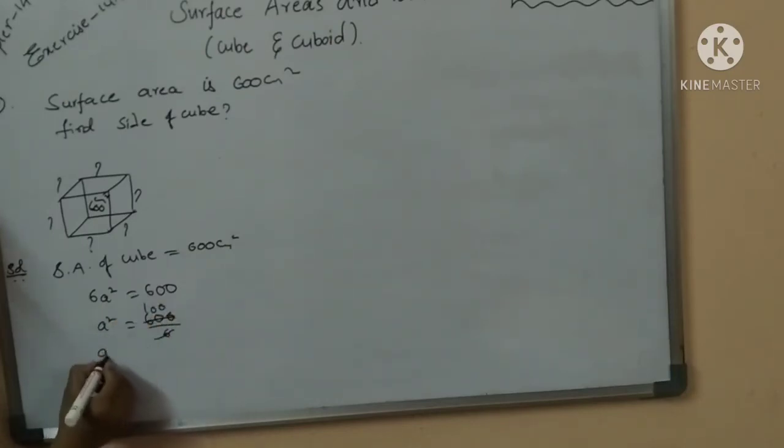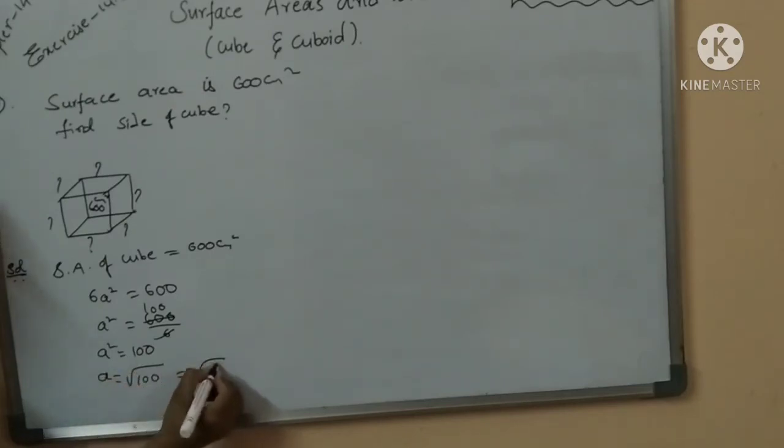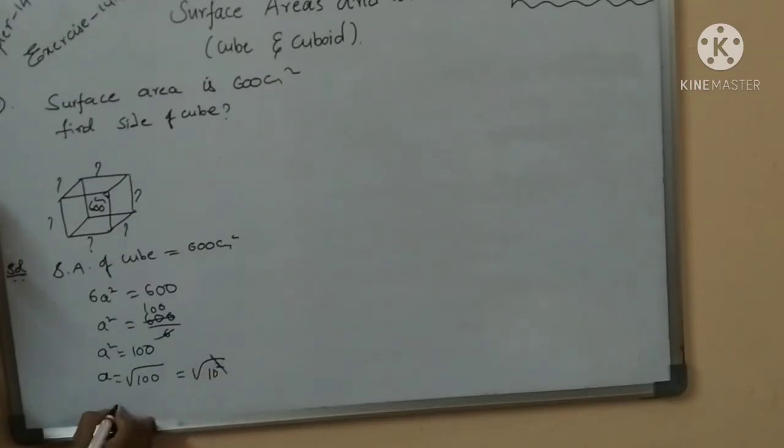A square equal to 100. A equal to square root of 100, which is 10. The square root cancels the square. Therefore a equal to 10 centimeters. So it is the side of the cube, a equal to 10 centimeters. Understand that one?